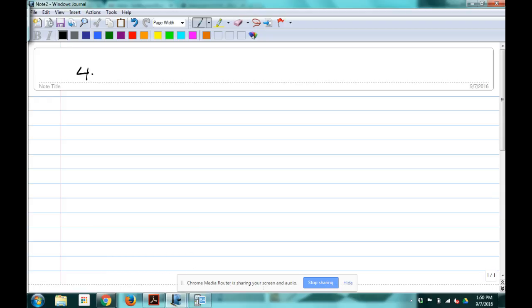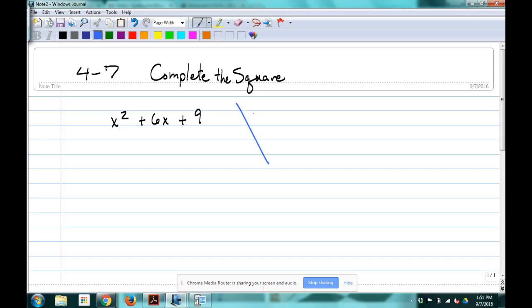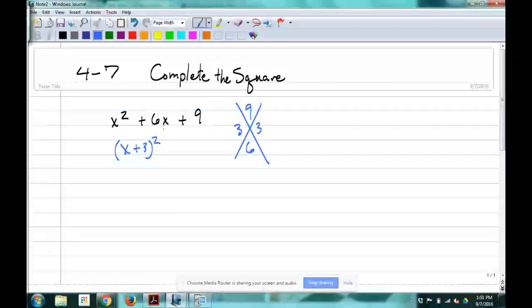All right, guys, this is section 4.7. It's called Complete the Square. What we're doing is we're trying to turn a quadratic into something really nice like that. The reason we want to turn it into something nice like that is because if we factored that, it ends up being x plus 3 squared.